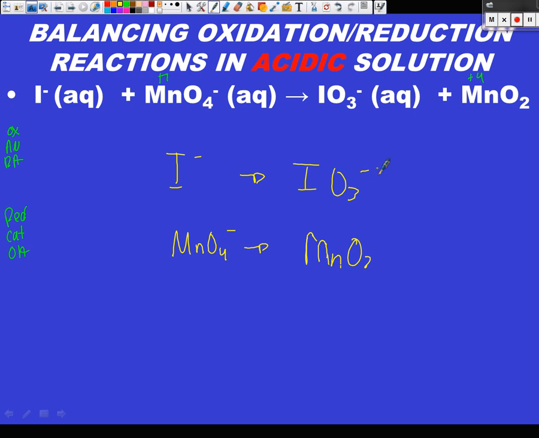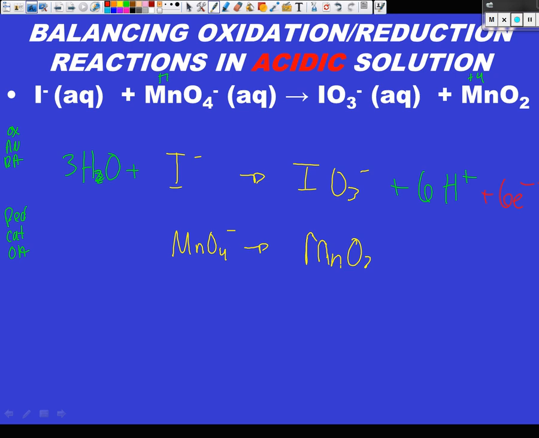All right. So all of my atoms balance. 1 I, 1 I, 1 Mn, 1 Mn. The O's are where everything kind of gets into a tailspin. I need 3 O's, so I'll balance it with water. So I need 3 waters. That gives me 6 hydrogens. Okay, so I'm going to go ahead and do the electrons while I'm at it. I've got 1 negative on the left, 1 negative on the right, plus 6. That means I need 6 electrons.